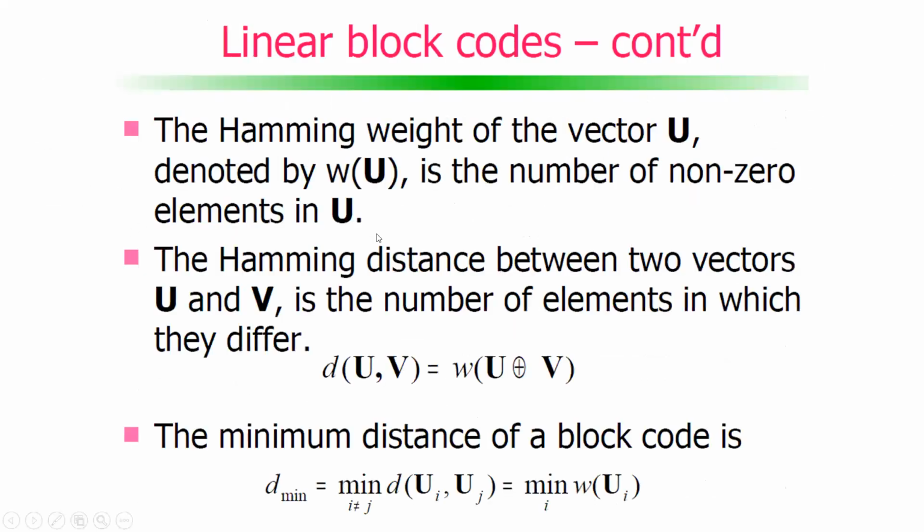The Hamming weight of the U vector is denoted as the number of non-zero elements. That means 1s. We are not considering any other element. We are considering only zeros and ones. The Hamming distance between two code vectors is actually the weight of the addition, right?